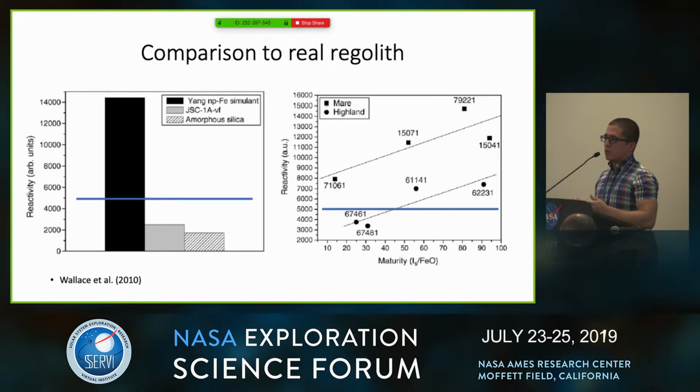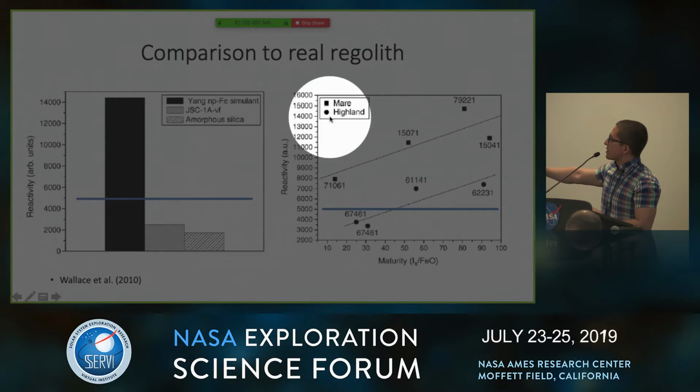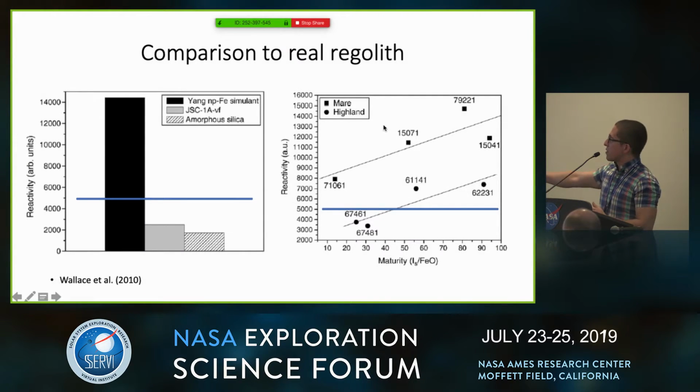And so this shows the work that needs to be done to continue to improve JSC1A, because since JSC1A is supposed to be a mare simulant, this should come out higher. It should come out up here with all the other mare samples. And it's not. It's coming out around here, so it just shows that there's still more work to be done.